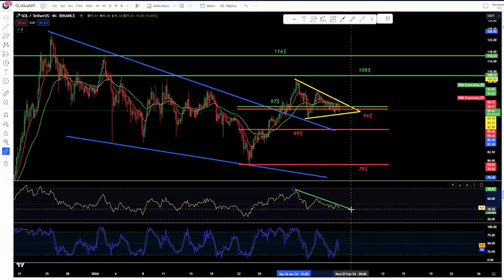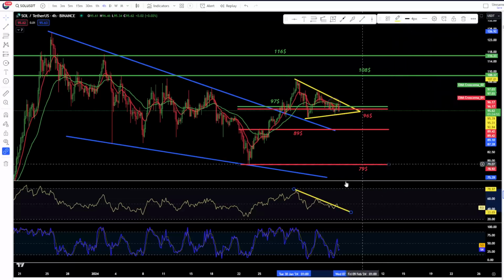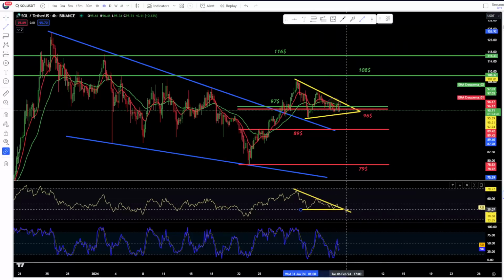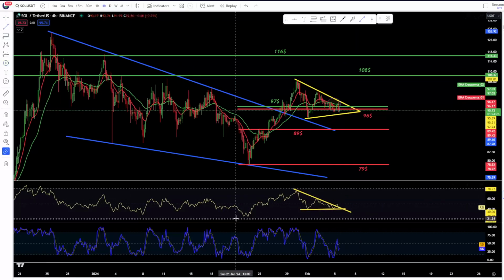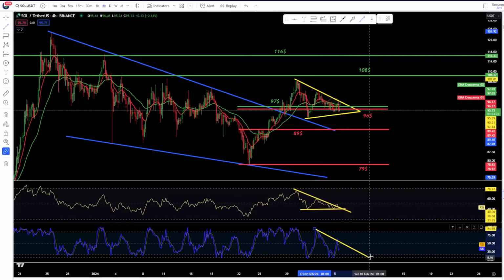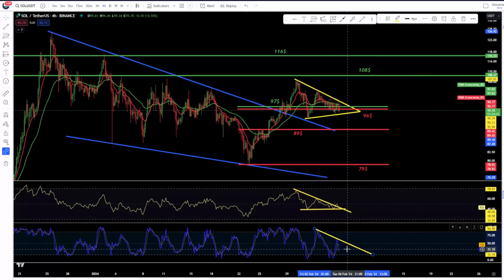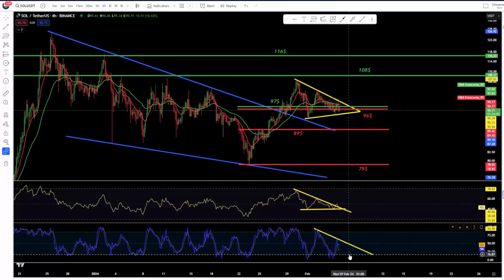When we switch to the RSI indicator, we can define a falling triangle from which the exit at the top resulted in a quick return to a specific triangle. While on the stochastic indicator, we can define a downward trend line that the indicator must break to return to the upward trend.